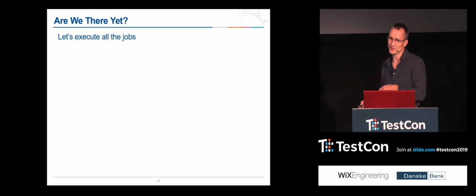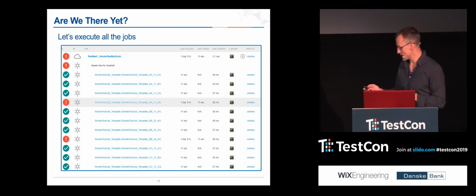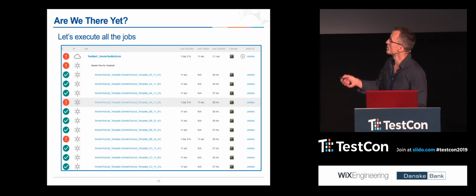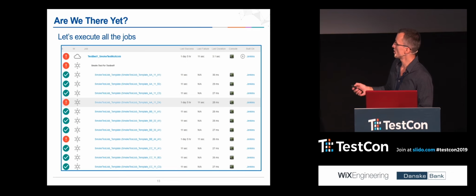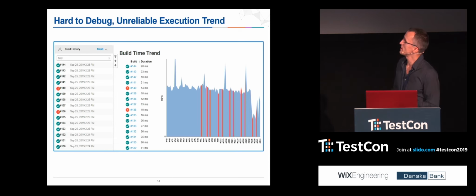We are not. And why? Let's try to execute all these jobs. Let's say this is our execution result, and we see that there are some configurations that actually failed. Let's navigate to the first failure right here. What do we see there?